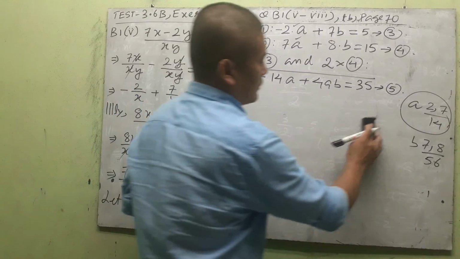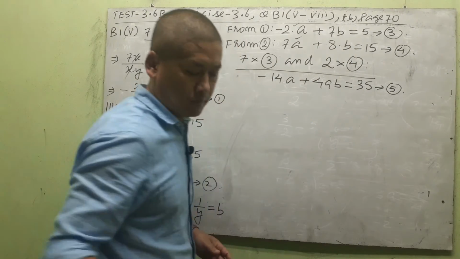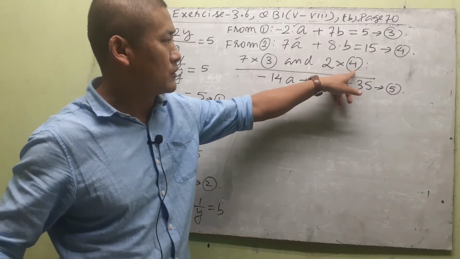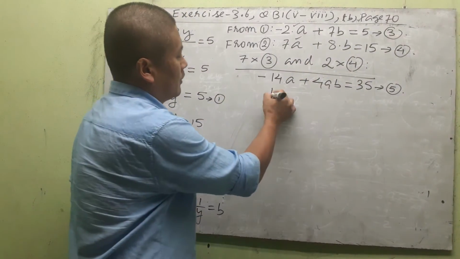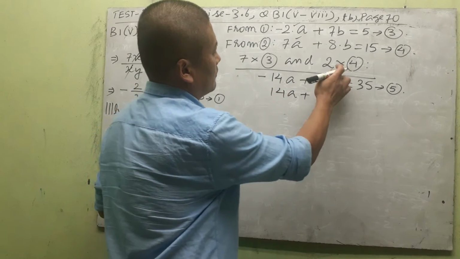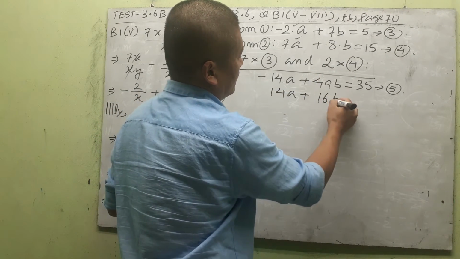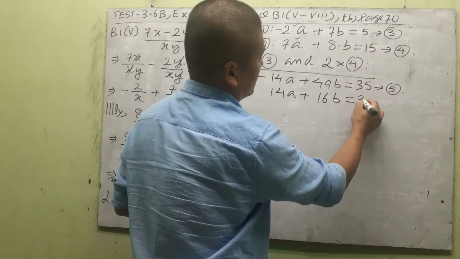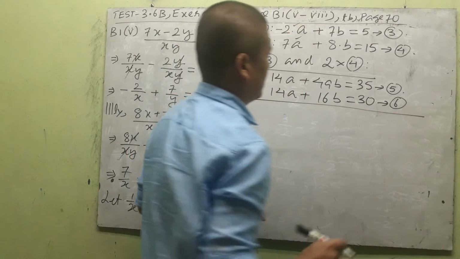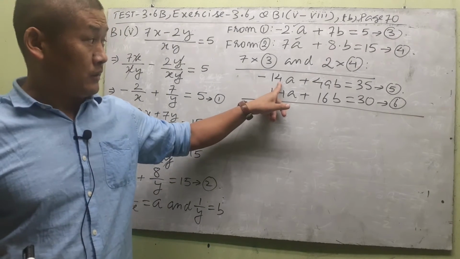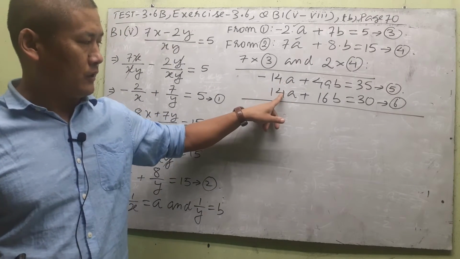Okay, so once we're through with that, next we are going to multiply 2 to every term in equation 4. 2 7's are 14A plus 2 8's are 16B, and 2 into 15 is 30. Let us put this as equation number 6. Now they are equated, see, coefficients of A, 14 and 14.